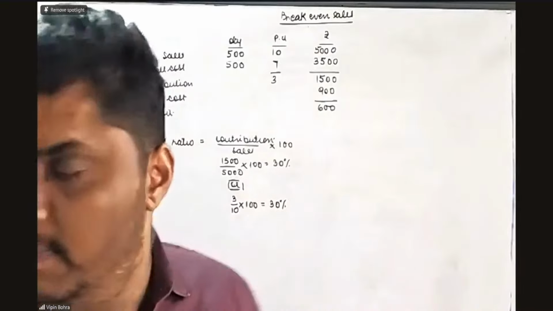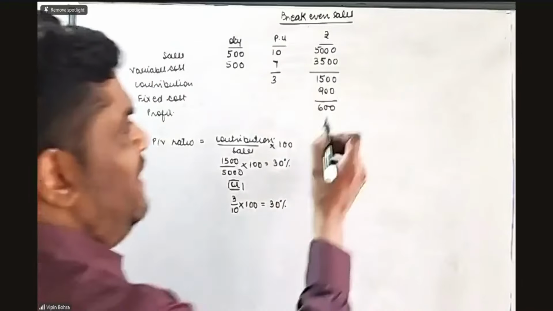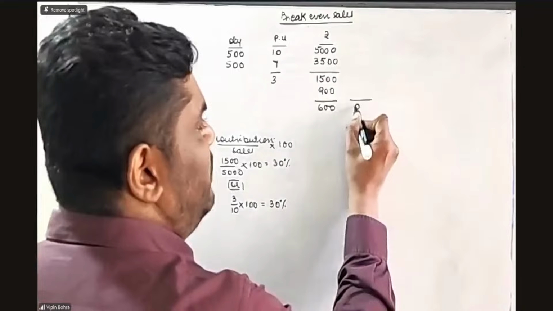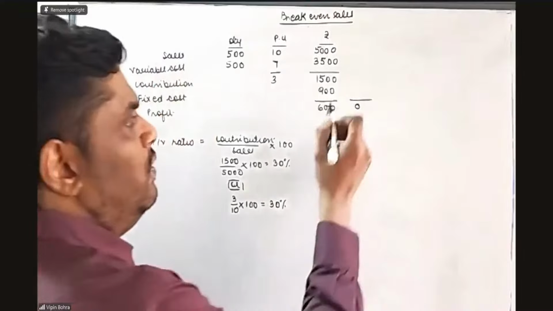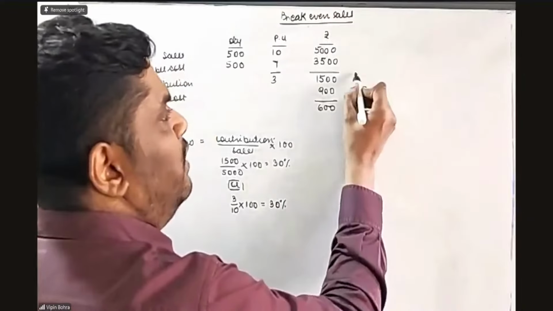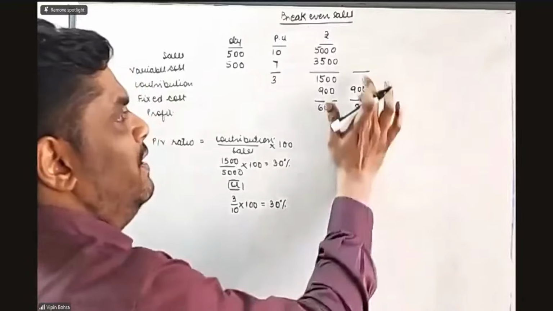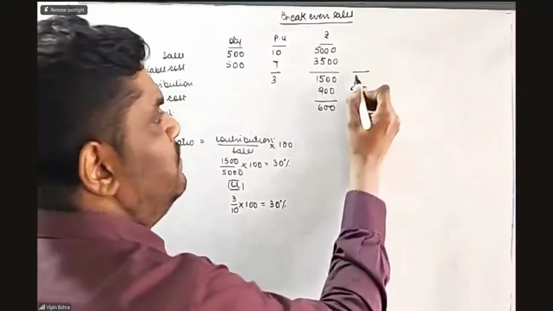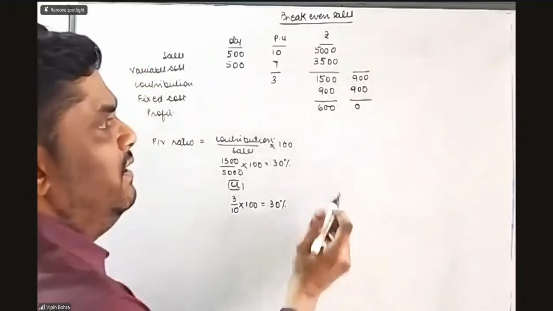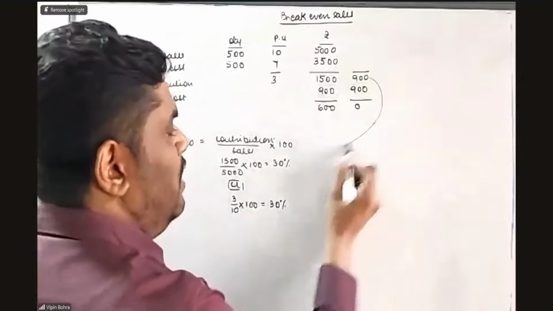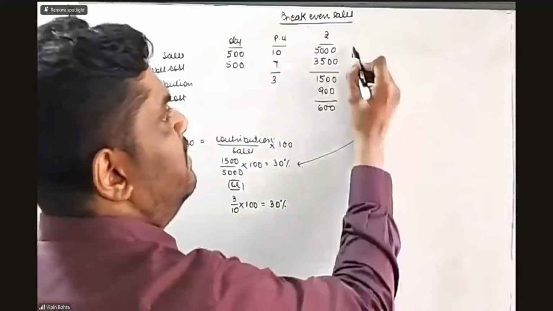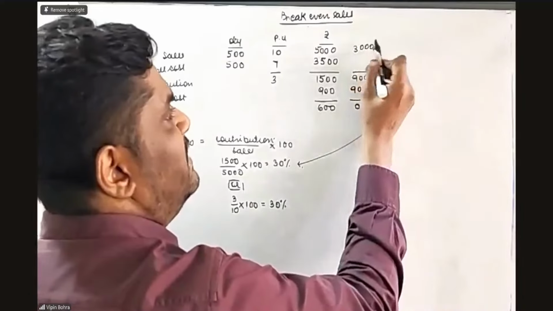Very good, Sabah. So very simple. At break-even sales, my profit should be how much? 0. My fixed cost will not change, so this will be the same. Contribution minus fixed cost is what? My profit. So 900. This 900 is equal to how much? 30%. So how much will be my break-even sales?